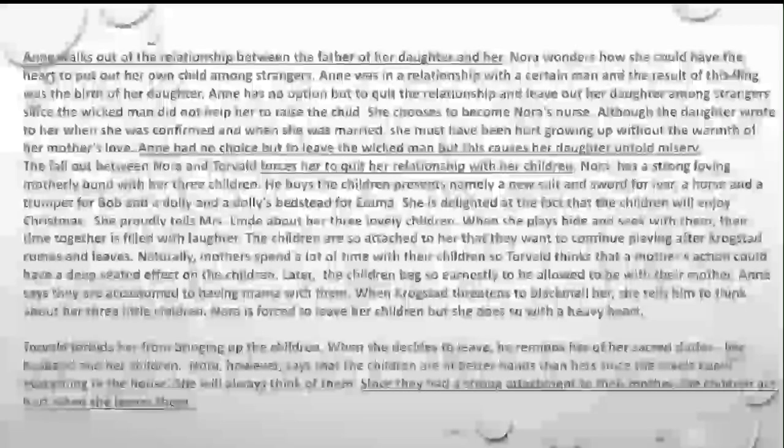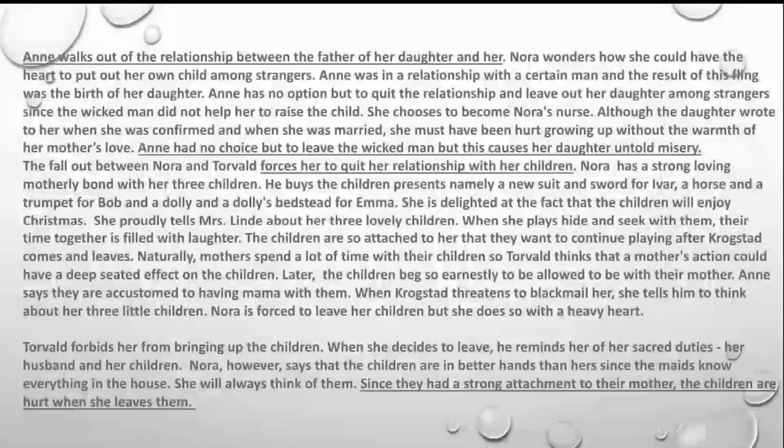Anne walks out of the relationship between the father of her daughter and her. Nora wonders how she could have the heart to put out her own child among strangers. Anne was in a relationship with a certain man, and the result of this fling was the birth of her daughter. Anne has no option but to quit the relationship and leave her daughter among strangers, since the wicked man did not help her to raise the child.